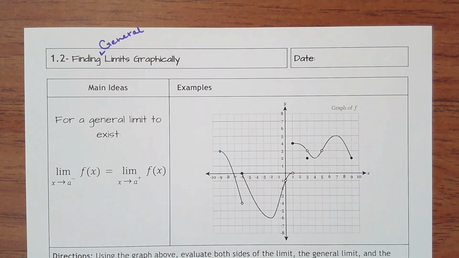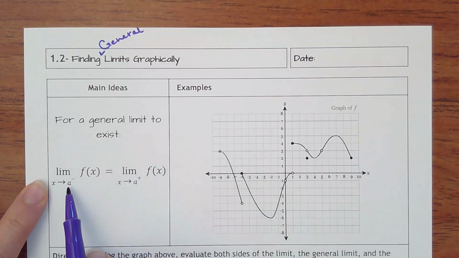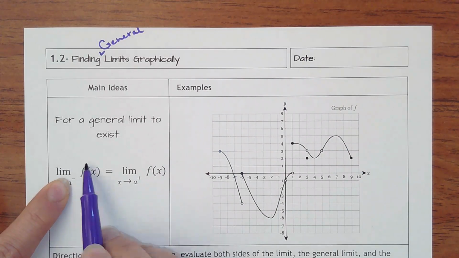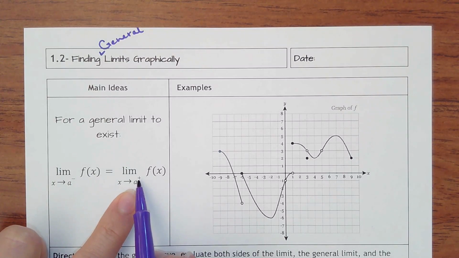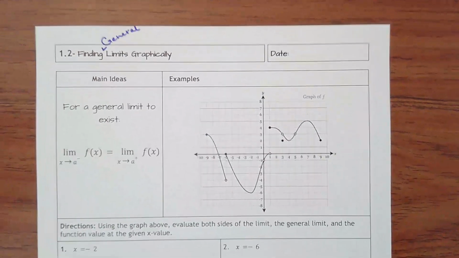So the definition of a general limit, when it exists, is that the limit, when you're coming to an x value from the left, has to be the same value, same y value, as when you're going from the right. Okay? And this will actually help us with our definition later of continuity.